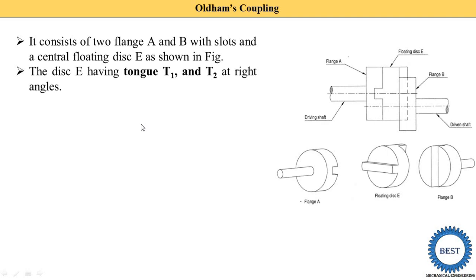The disc E has a tongue T1 and T2 at right angles. Now here you see this is tongue T1 and this is tongue T2. So T1 and T2 are 90 degrees to each other, means they are at right angles to each other, means one is horizontal and one is vertical. So the angle between both the tongues is 90 degrees.